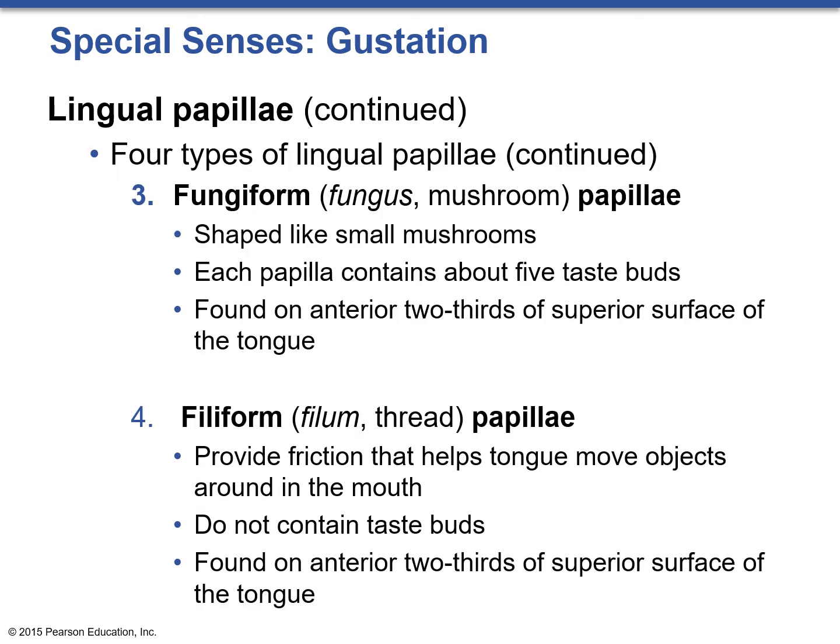Fungiform papillae have a mushroom shape, hence their name being based off of fungus or mushroom. Each papillae contains about 5 taste buds, and they are found on the anterior 2/3 of the superior surface of the tongue. The final type of papillae actually does not contain any taste buds. This is the filiform papillae. Filum means thread. These are going to provide friction and help move objects around in the mouth. They are found on the anterior 2/3 of the superior surface of the tongue.